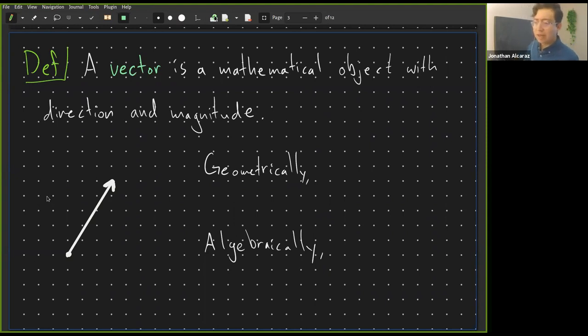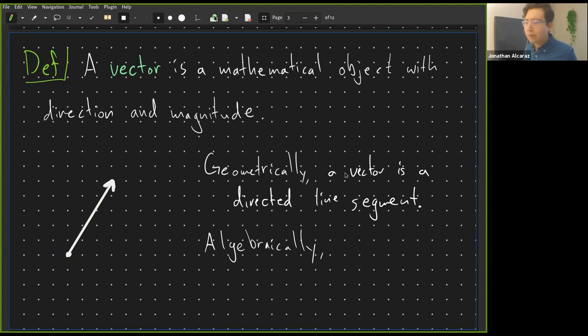So when we start talking about it geometrically, if you look it up in the textbook and try to find a definition for what a vector is, they say something like: a vector is a directed line segment. So let's break down what they mean by this. I ripped this from the textbook.